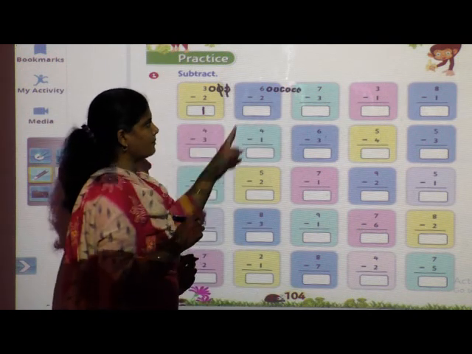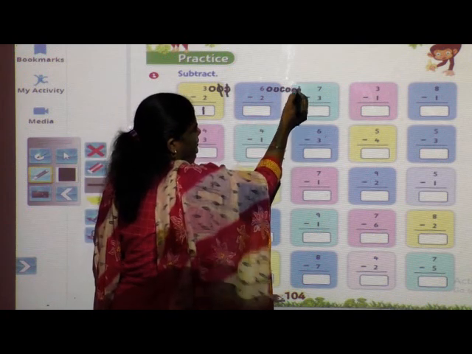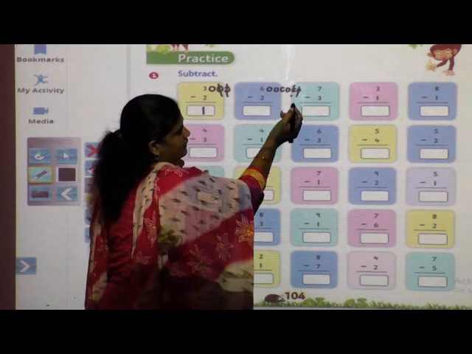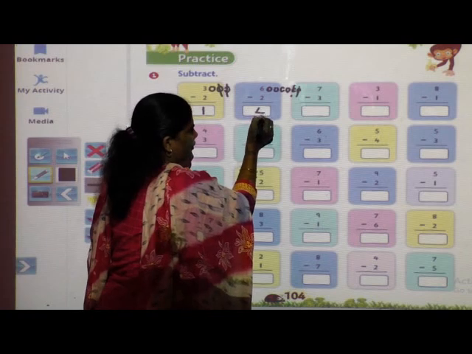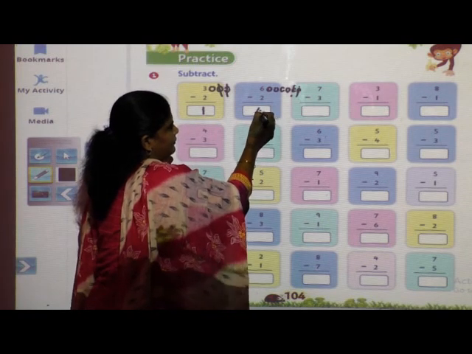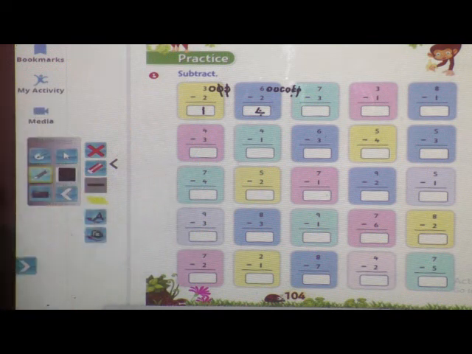Okay, from this 6 we have to cut 2, so cut 2 like this, 1 2. So how many remain? 1 2 3 4, so write here 4. The answer will be 4. 6 minus 2, the answer will be 4.